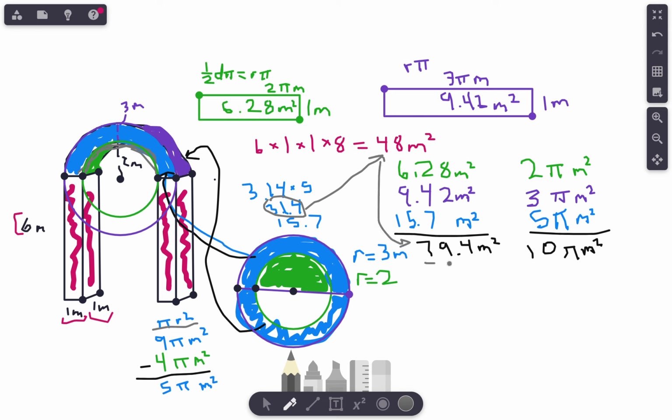So instead of adding up all these decimals, I did 31.4 plus 48 meters squared equals 79.4. And just this might be too confusing at this point, but those three together equals 31.4, which when we add to that equals a total of 79.4 meters squared. That is the surface area of our arch.